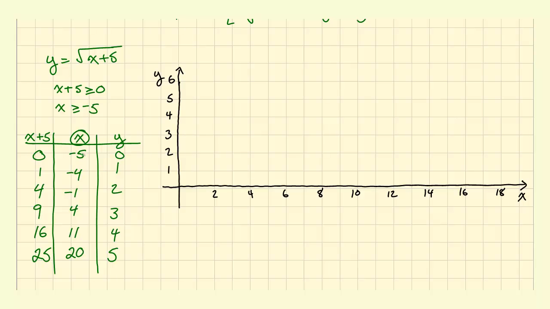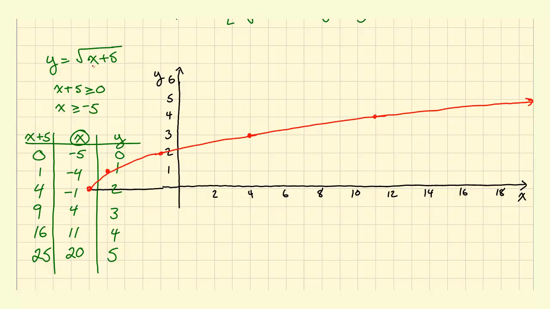So this is my set of coordinates. At negative 5, 0, I'm going to have my first point. At negative 4 and 1, I'll have another point. At negative 1 and 2, at 4, 3, at 11, 4, at 20, 5. So I can connect those dots like I did before. You'll notice it's the same shape. All we've done is translate the graph, like we saw in Chapter 1, 5 units to the left. So that's how we can build a radical function using a table of values.